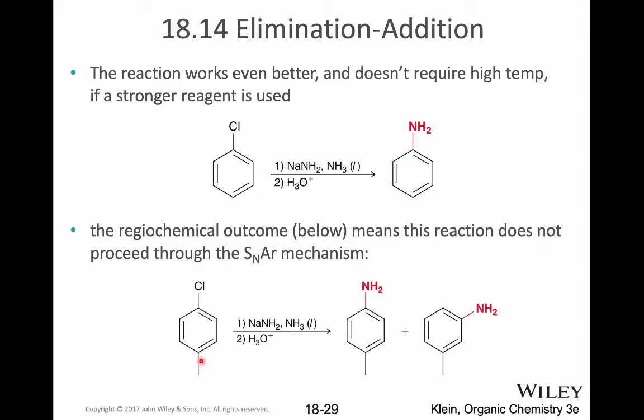And that makes sense. This is actually an activator, right? This is not an electron withdrawing group. If I do a nucleophilic aromatic substitution, I attack here, I make that Meisenheimer complex, that thing is not going to be stabilized by an electron donating group. So it makes sense that I'm not doing a nucleophilic aromatic substitution.